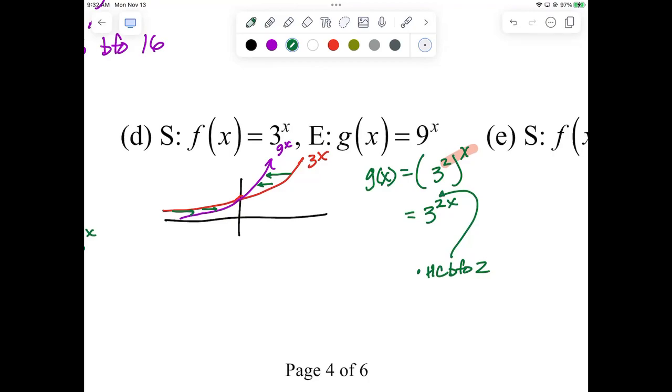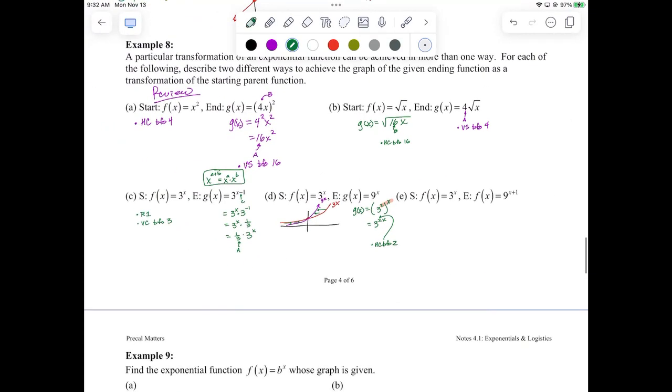Now, is there another way to get it? No, the only other way to get it is to graph it originally as a 9 to the x. So this one only has one equivalent way to do it. You either graph it as 9 to the x, that's the first way, which is steeper base, or you take 3 to the x and you horizontally compress it by a factor of 2.